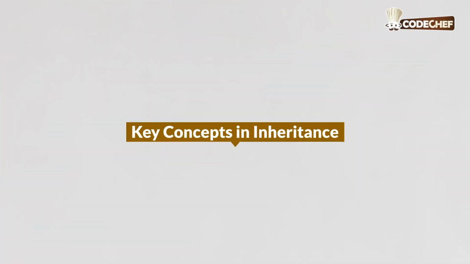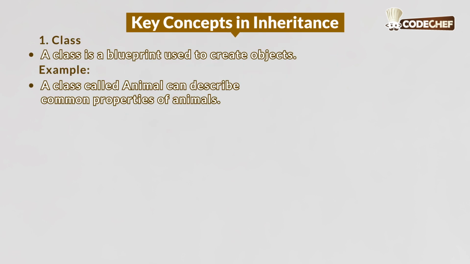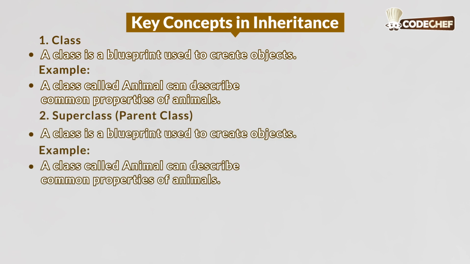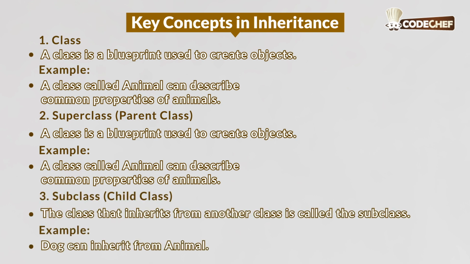Key concepts of inheritance. Class. A class is a blueprint used to create objects. For example, a class called Animal can describe common properties of animals. Superclass or parent class. The class whose features are inherited is called the superclass. For example, Animal can be the superclass. Subclass or child class. The class that inherits from another class is called the subclass. For example, Dog can inherit from Animal.